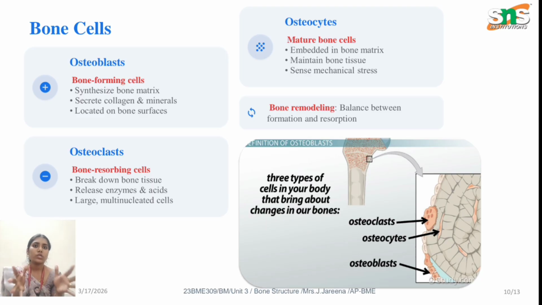So this is the summary of today's class session. We have discussed what bone is and why it is very important to study, especially in biomechanics, what the structure is made up of, and how the mechanical properties of each structure are involved.